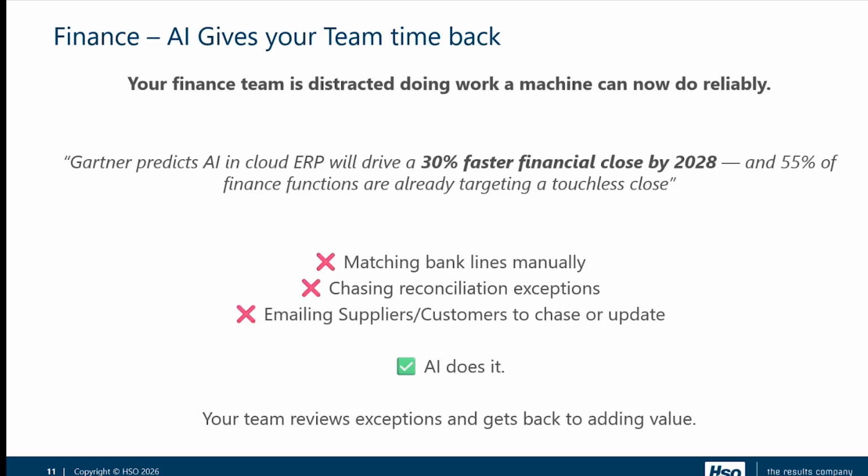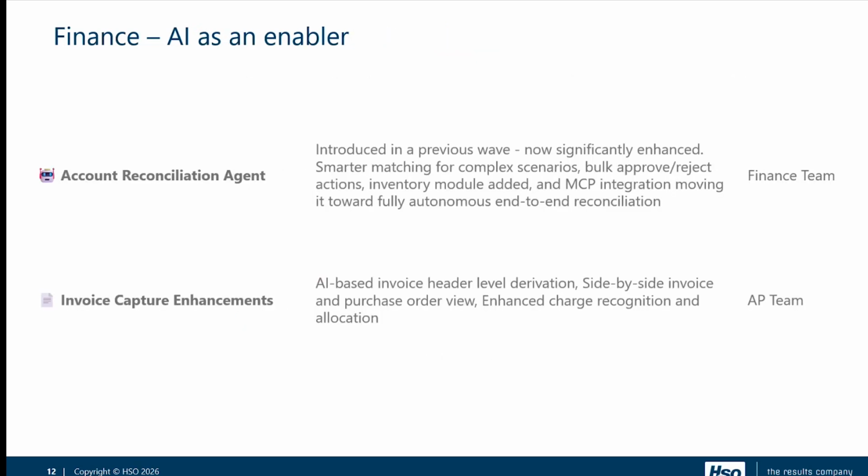Really, they're valuable to you and your customer, but they're repetitive. So AI can do that, review the exceptions, and get back to adding value. And the two I pulled out of this release: the account reconciliation agent. So this isn't new. It was introduced in a previous wave, I forget which, I think it was 2025 wave 1. But in this wave, Microsoft have made significant investments across 3 or 4 areas.